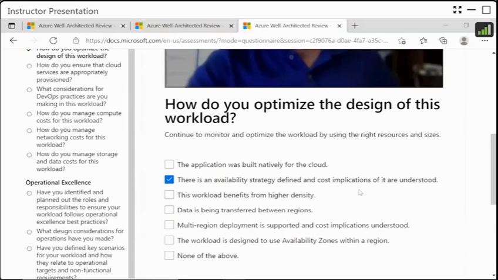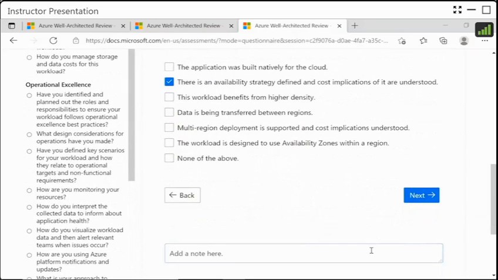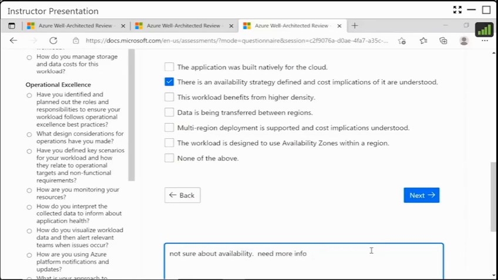This is what we typically run into when folks are new to the cloud. And I can also add a note here, right, on any one of these sections where I was asking questions. Not sure about availability, need more information to answer. That's a note to me, right? And I'll click next.